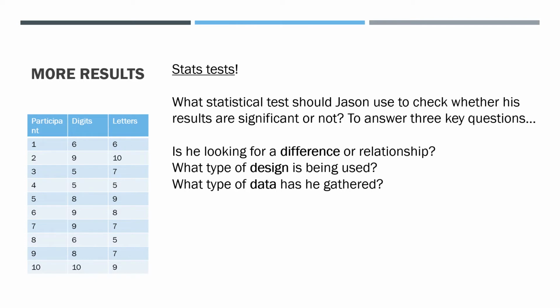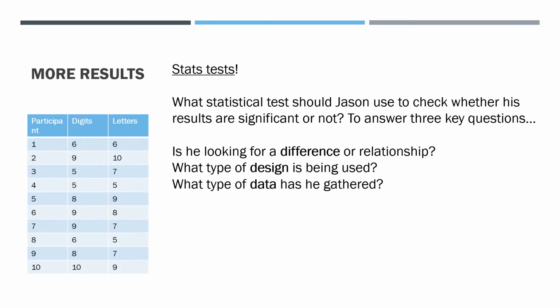So here is the results. So the digit span and the letters. We're going to move on to statistical tests for this one. So what statistical tests should Jason use to check whether his results are significant or not? Now to get that answer, the 3 questions below will help you.